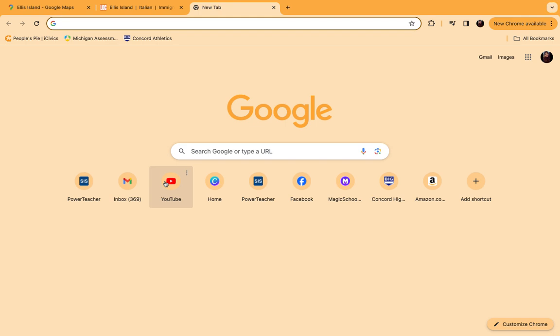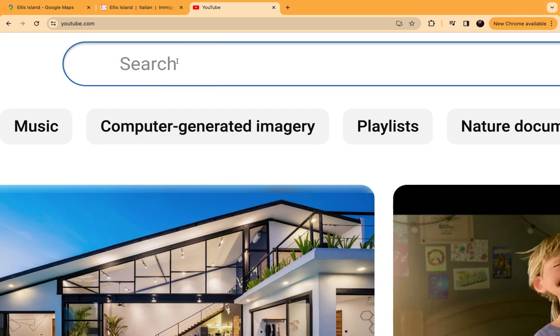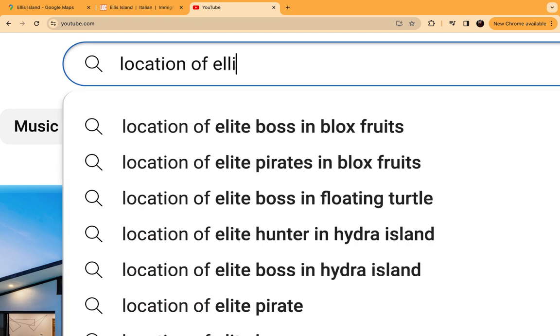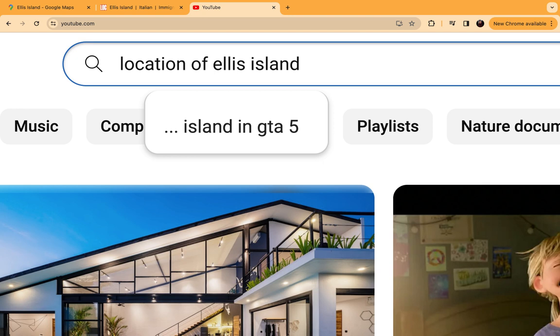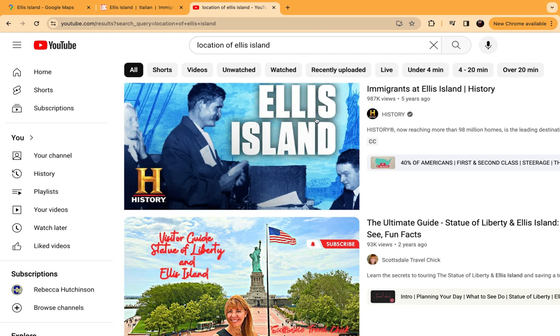So, the other area you can use is YouTube. So if I open up YouTube, the first thing I'm going to do at the top here is I am going to search my question. But typically speaking, if you phrase it as a question on YouTube, it's going to have a difficult time coming up with an answer. It's not like Google with those algorithms. So I am going to search on here location of Ellis Island and hope that it comes up with resources that is talking about the importance of the location of Ellis Island.